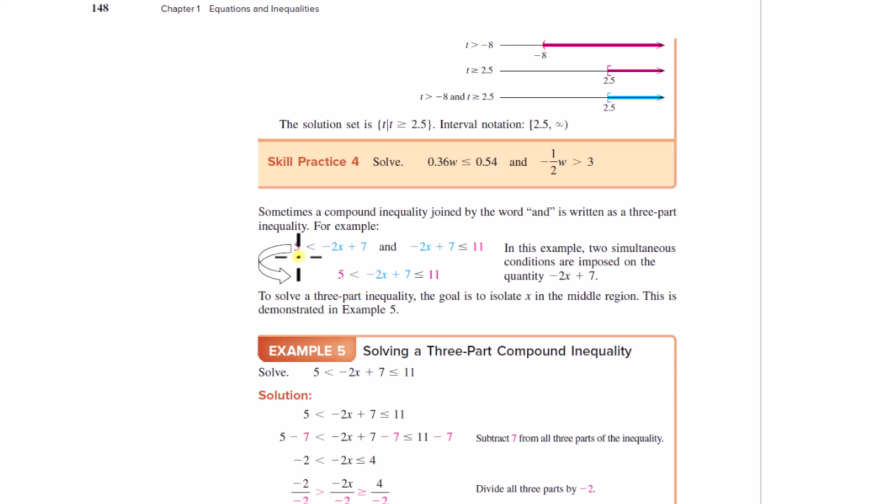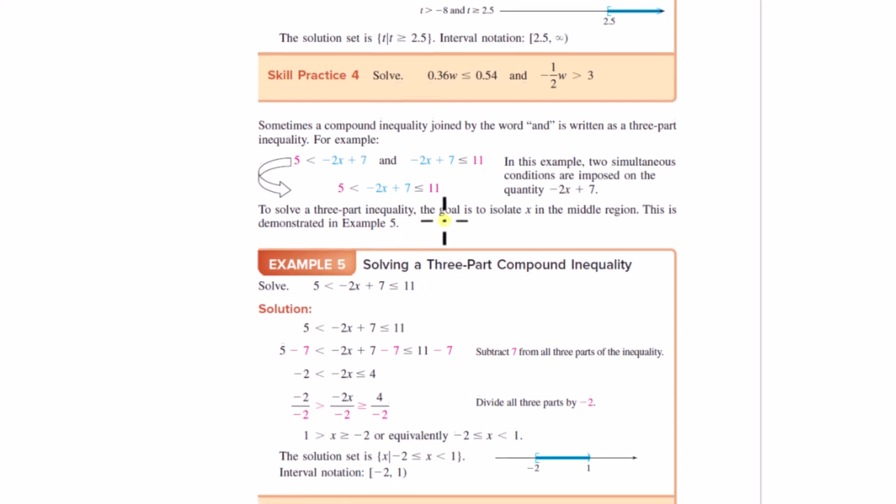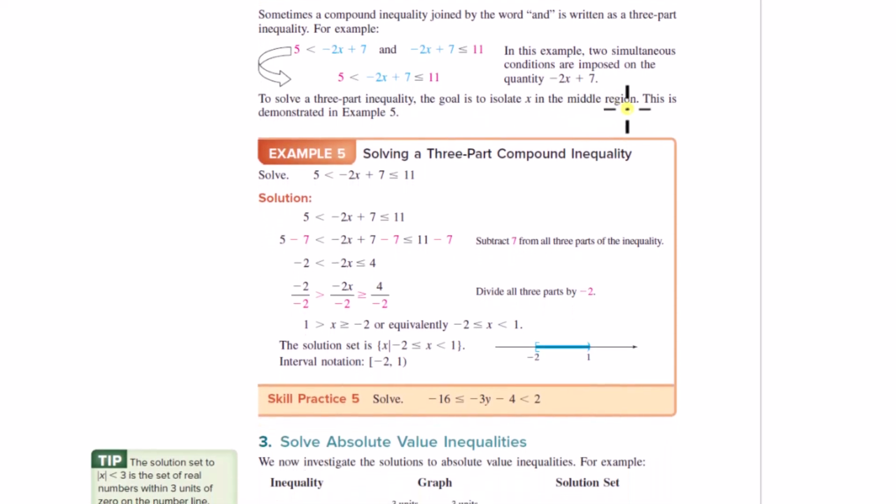So 5 is less than minus 2x plus 7, and minus 2x plus 7 is less than or equal to 11. So you can't do this with all and compound inequalities, but if they have the same term like this, then you can make it a compound like it is here, like a three-part inequality, you see? And so to solve a three-part inequality, the goal is to isolate x in the middle region.